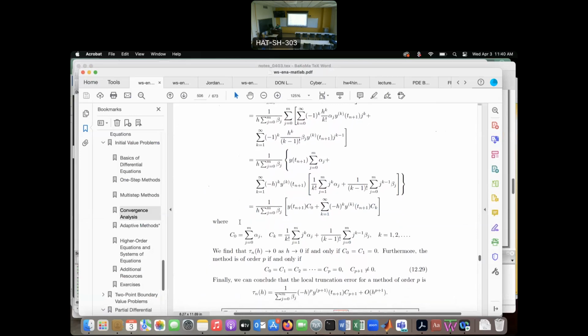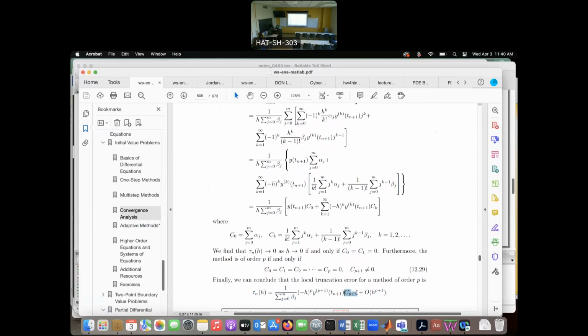So for any multi-step method, Adams, BDF, whatever, or neither, you can always use this. And then we have this formula for local truncation error, although I should mention that there's a slight mistake in it. It should be minus h to the p plus 1. Oops. And that mistake is noted in the notes.